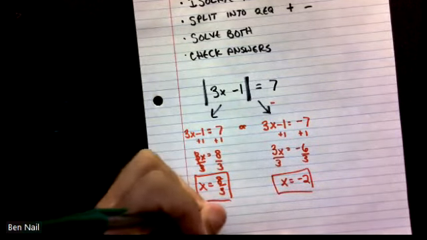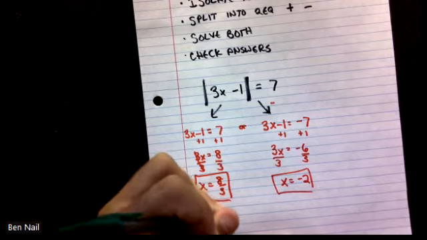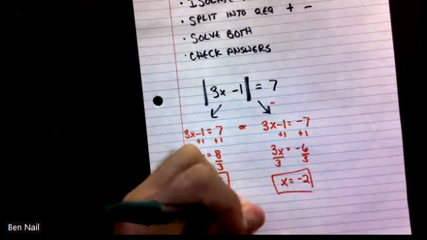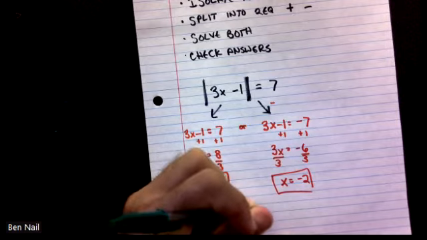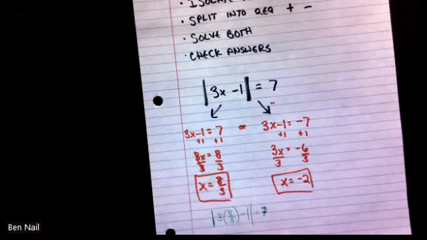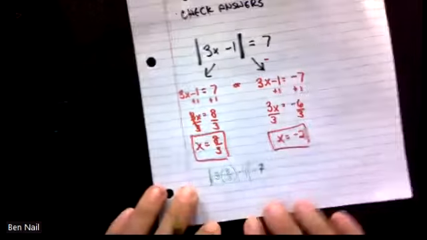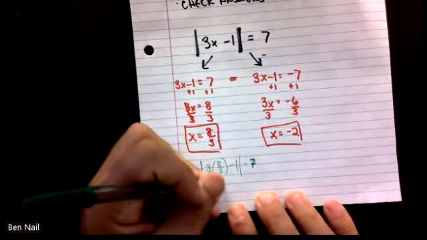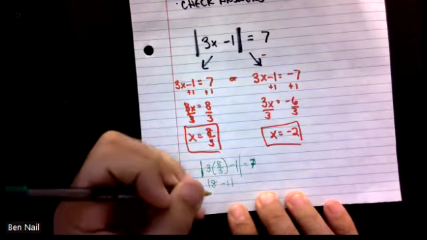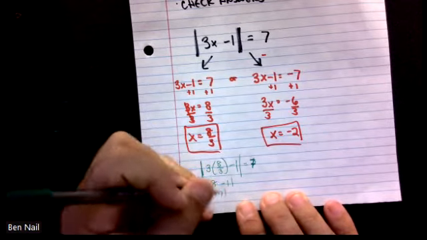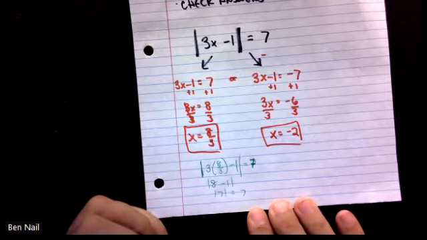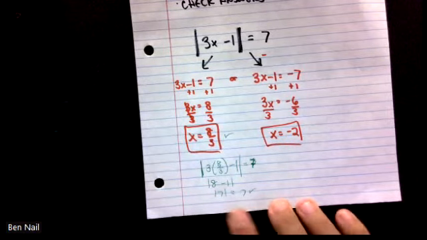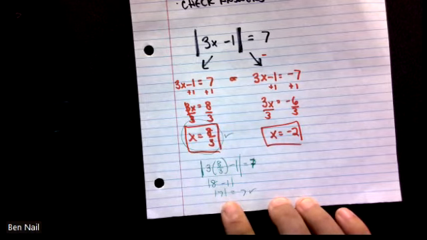So if I take the absolute value of 3 times my solution, minus 1, I'm going to see, does that actually equal 7? So again, if I do the math, 3 times 8/3 is 8. Okay, 8 minus 1 is 7. And the absolute value of 7 is 7. This one checks out. That math worked. This is a good solution.